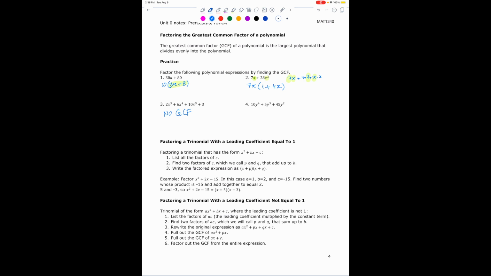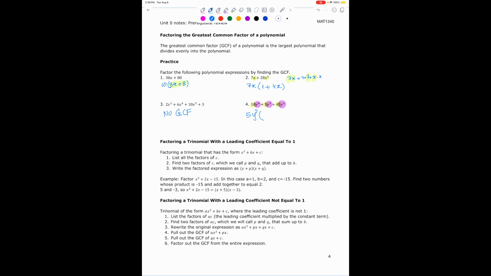Number 4, we have 10y to the fourth plus 5y cubed plus 45y squared. If we look at the numbers, we notice that the greatest common factor is 5. Every single number of these is divisible by 5. So I'm going to pull out 5. And then the highest power that I can pull is y squared. All of these terms are divisible by y squared. So I can pull y squared out.